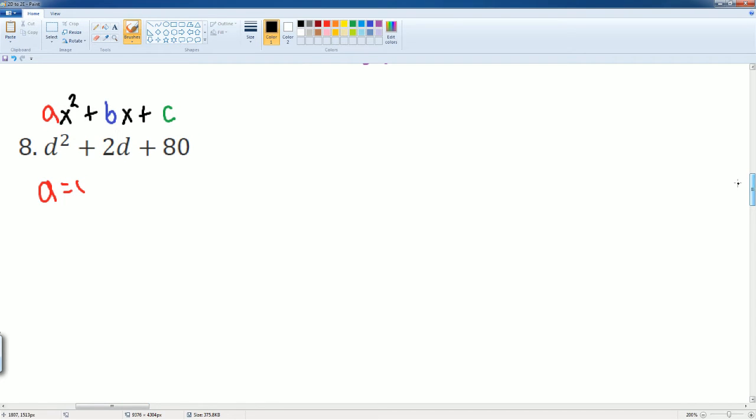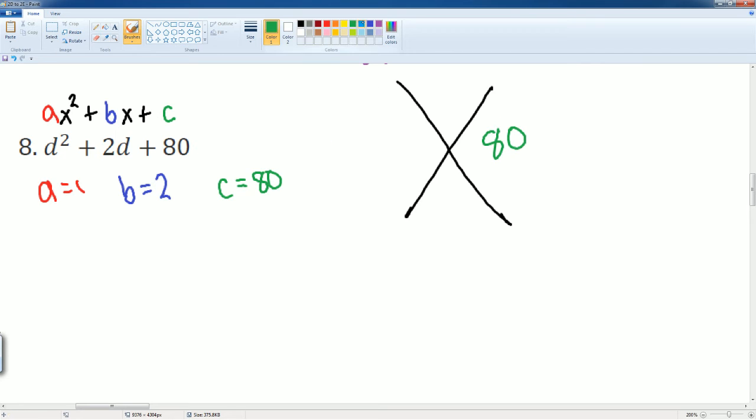All right, okay, let's look at this. a equals 1, b equals 2, and c equals 80. Since a equals 1, we can now use our x method. We want to find two numbers that multiply to 80 and add to 2. Doesn't look like it, but let's see what happens. So p times q has to equal 80, and p plus q has to equal 2. We want to find p and q.